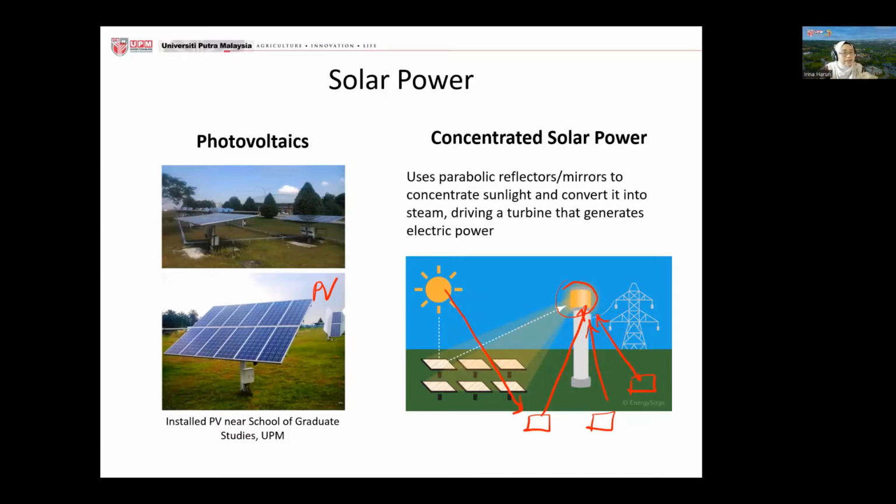Remember, a turbine is the thing that is rotating, and as it rotates, it will generate electricity. So that is how CSP works. Both here use solar energy, but it is being applied in different ways.